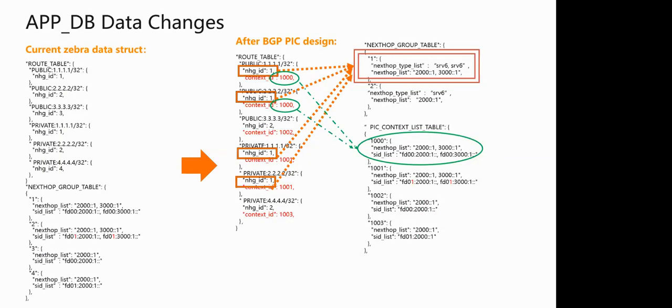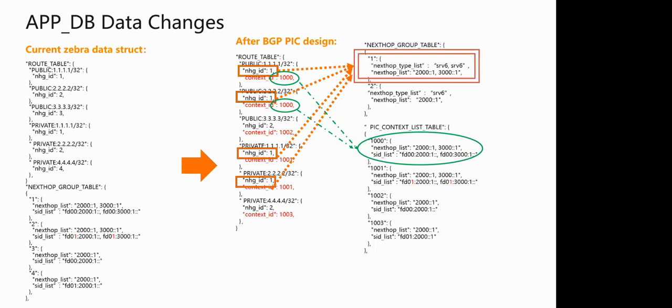So basically, to summarize what you're saying, currently, for every prefix that is advertised by a set of BGP next hops, Zebra creates a unique next hop group table entry, even if the actual next hops are the same, which in this case is the public 1111 and private 1111 and 2222, and the same thing on the private side. Today, Zebra creates different next hop groups with different SID lists.